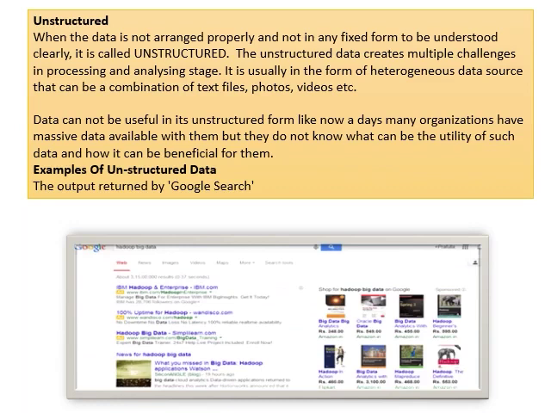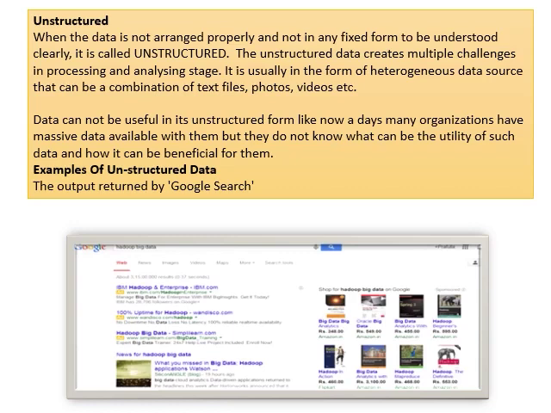The next form of big data is unstructured. When the data is not arranged properly and not in any fixed form to be understood clearly, it is called unstructured. Unstructured data creates multiple challenges in the processing and analyzing stage. It is usually in the form of heterogeneous data sources that can be a combination of text files, photos, videos, etc. Analyzing and processing unstructured data is a very difficult and time-consuming process.